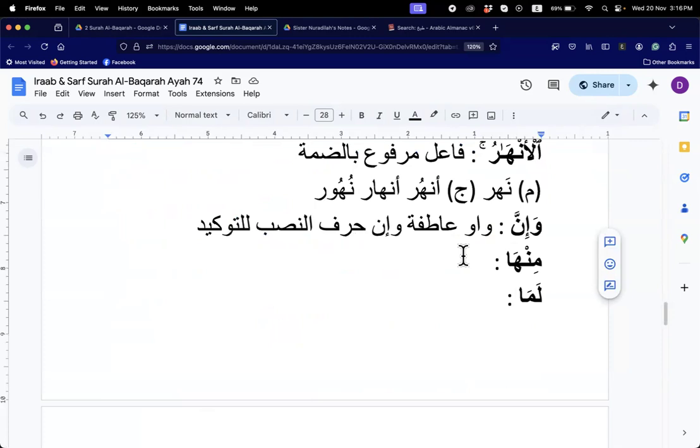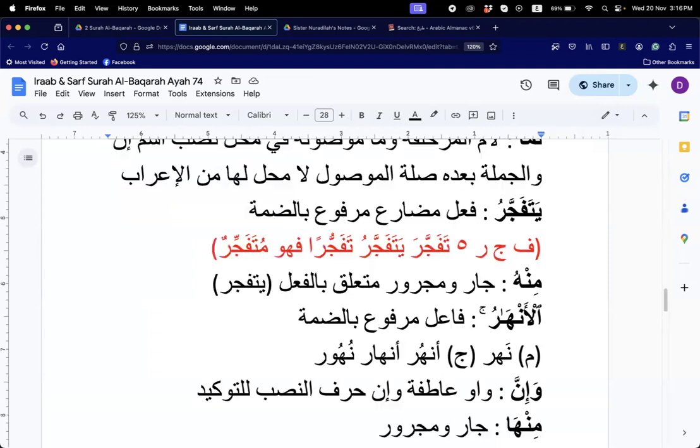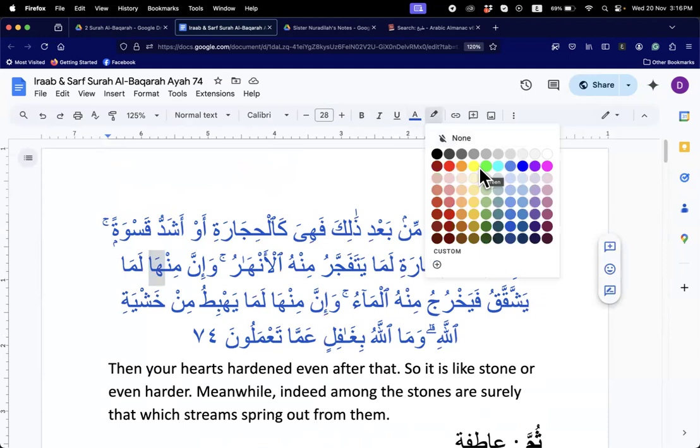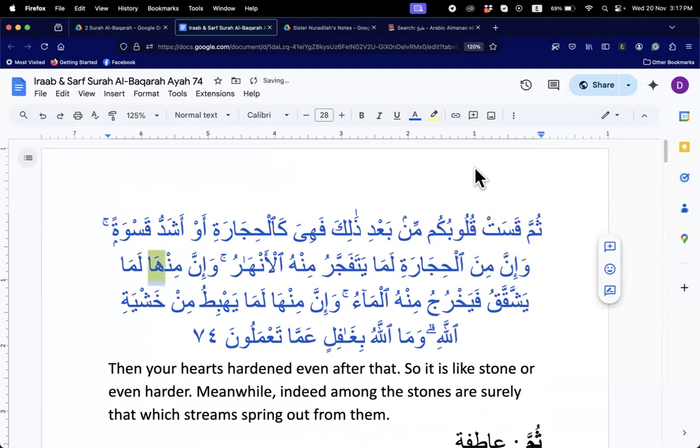Minha is jar wa majrur. So this is going back to minha, from the stones. Yes, exactly.